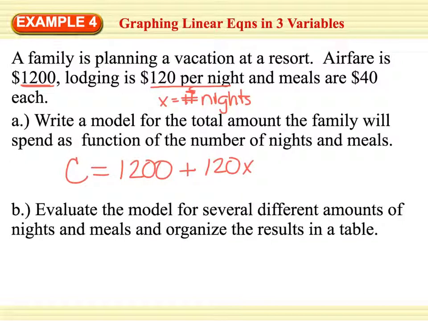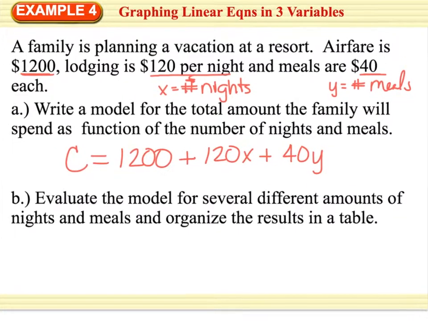And when we come over here to the $40 each, this is the number of meals. So because my unit of meals is different than the number of nights, that tells me I'm going to have to go plus 40y, where y is going to be my number of meals. So now I've come up with an equation that takes into account the number of nights I stay at my hotel cost, plus the number of meals times my price of those meals, and my airfare cost.